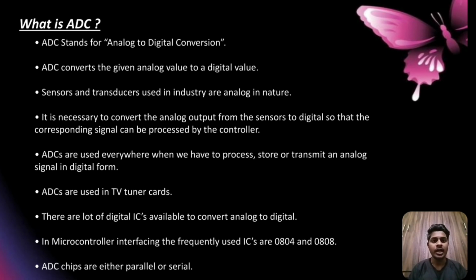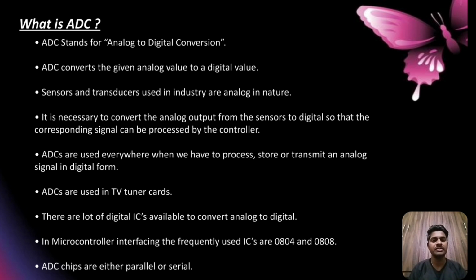Mainly, what is ADC? ADC stands for analog to digital conversion. ADC converts the given analog value to a digital value. Sensors and transducers used in industry are analog in nature. It is necessary to convert the analog output from the sensors to digital so that the corresponding signal can be processed by the controller. ADCs are used everywhere we have to process, store, or transmit an analog signal in the digital form. ADCs are used in TV tuner cards.